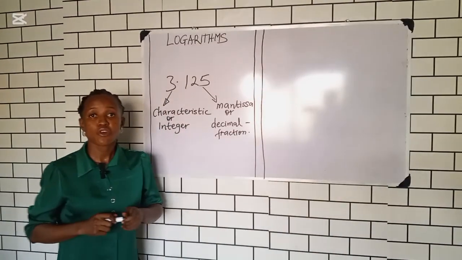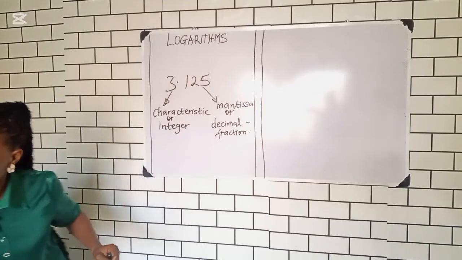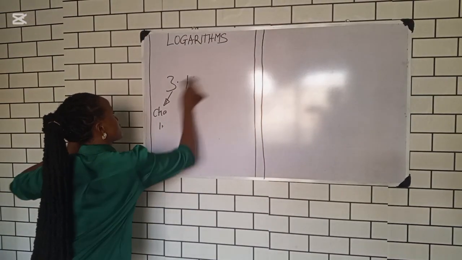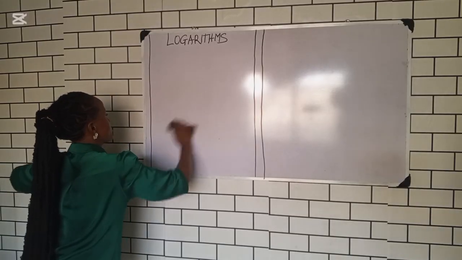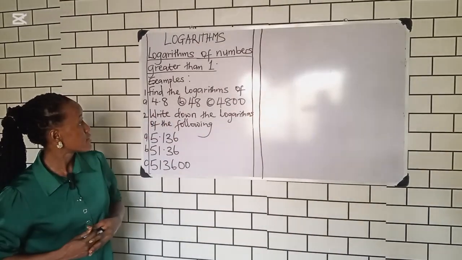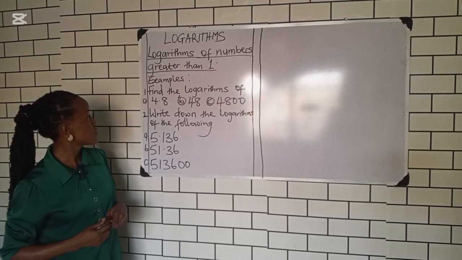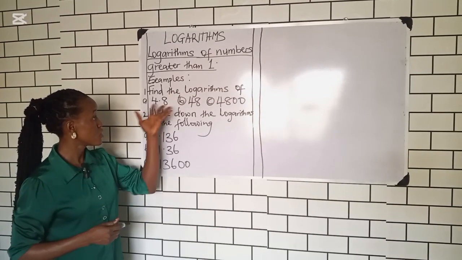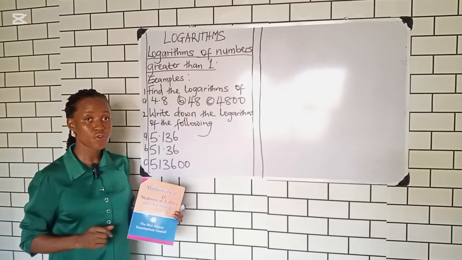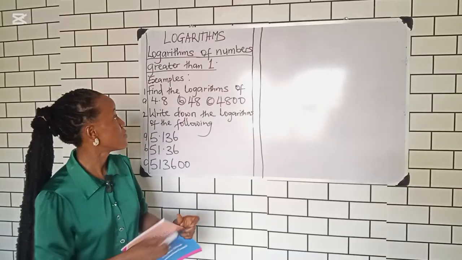Now moving further, we are going to solve logarithms of numbers greater than 1. Going further, we are going to solve these examples under logarithms of numbers greater than 1. Example number one, they said that we should find the logarithms of the following numbers. Finding the logarithm of these numbers, we are going to be making use of four-figure tables, or you can call it mathematical tables, any one of them.